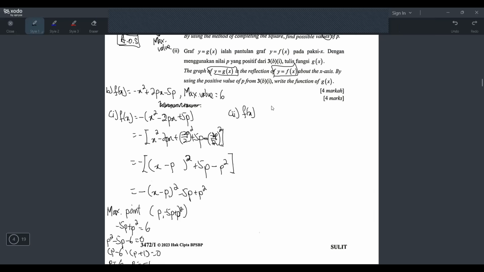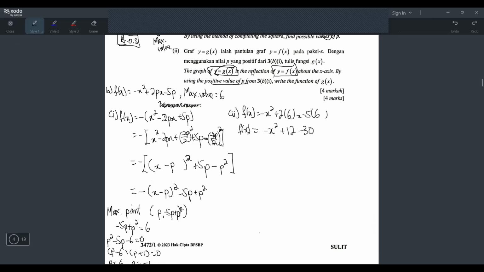You refer here, negative x squared plus 2px. And then the 2p, you already know p, you want to use 6, right? And then minus 5p, and then the p, you will use 6 also, because they want you to use the positive value of p. So now your equation is negative x squared plus 2 times 6 is plus 12x, and then minus 5 times 6 is minus 30. So this is your equation in general form. So this is your f(x).